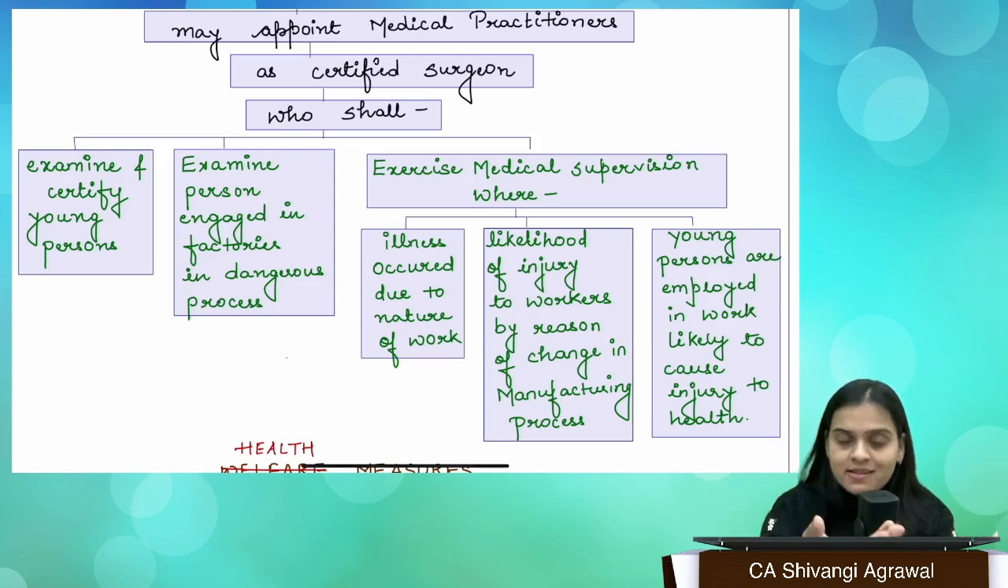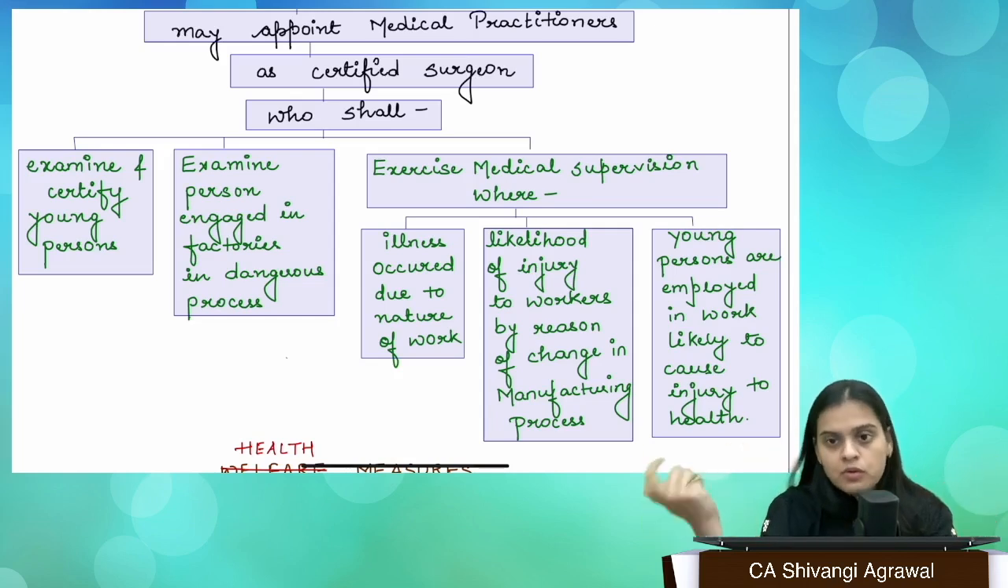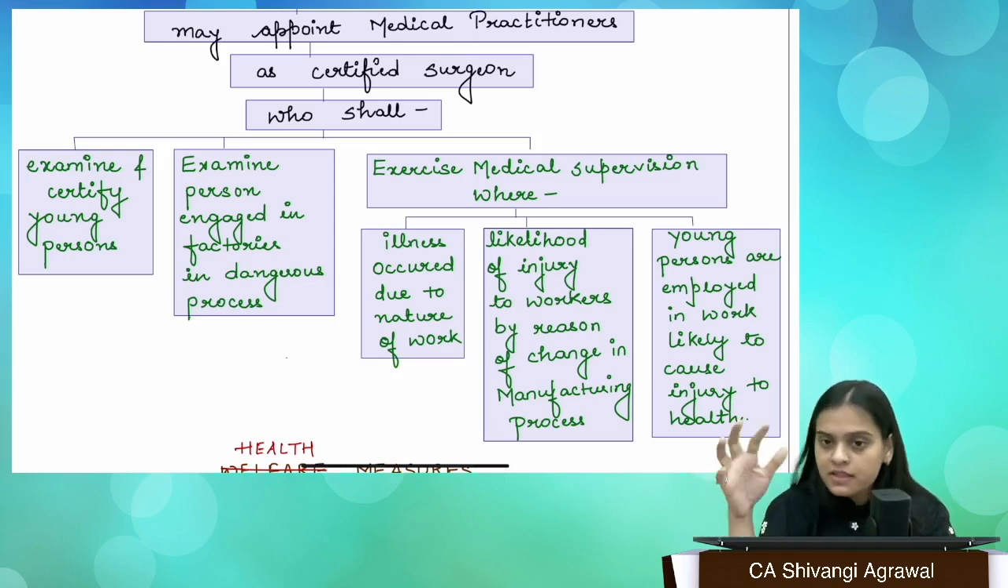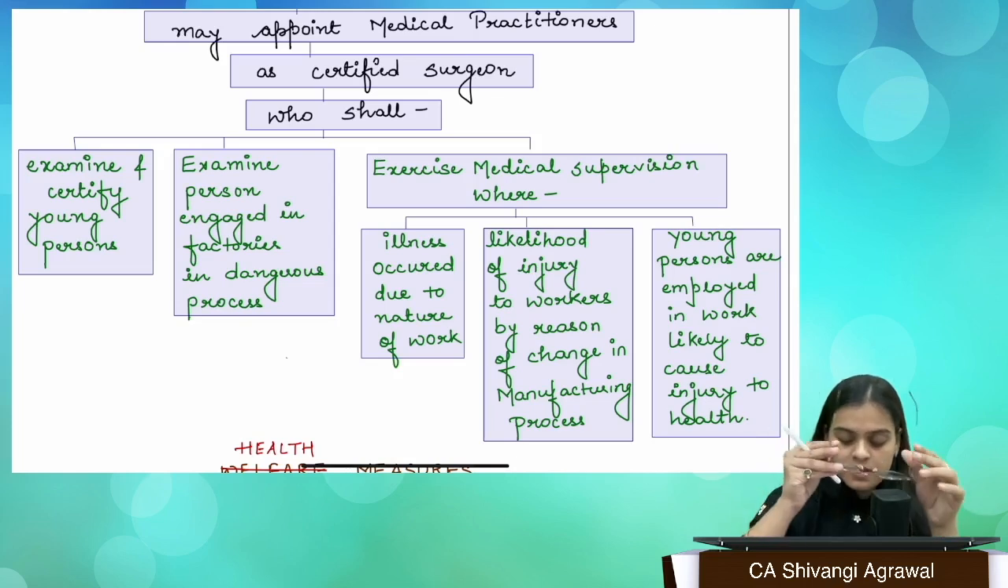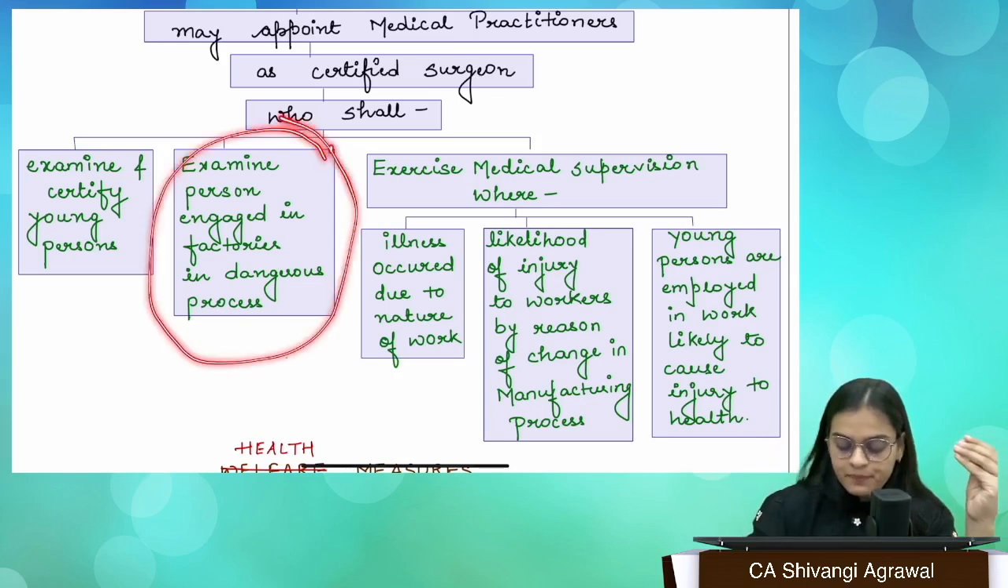So he has to obtain a certificate that yes, I am medically fit to work in a factory. So you have to go to a certifying surgeon. They'll examine you and provide you the certificate. So that is the duty of the certifying surgeon, to examine and certify the young persons. Moreover, you have other duties also. What other duties? You have to examine the persons engaged in factories in dangerous processes.